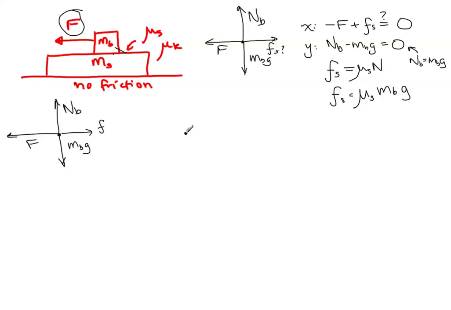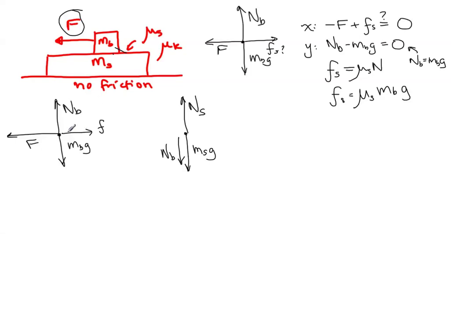Now for the slab, we have mass of the slab times gravity. We have the normal force on the slab, but then we have to think about how the block is affecting the slab. Well, the block is pushing down on the slab because of its weight, and another way to say that is that this normal force on the block is actually coming from the slab. So we need to put normal force on the block pointing downward.